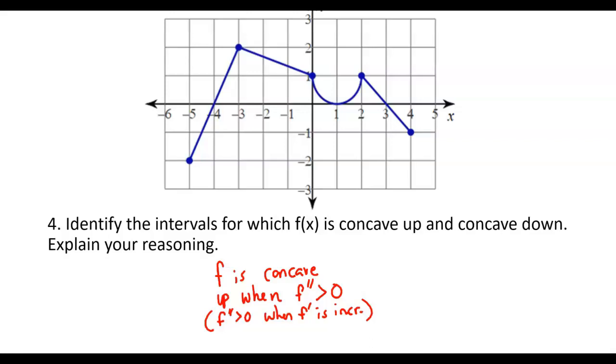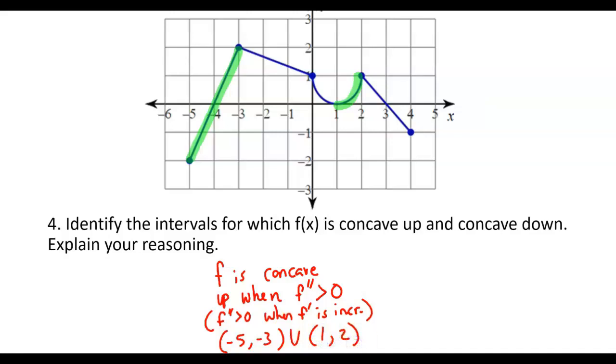So basically what I want to be looking for is those places where this graph that I have of f prime is increasing, where it has a positive slope. That would be here, and here. So those are the intervals where f prime is increasing, and therefore f double prime is positive, and therefore f is concave up. So my intervals then would be from -5 to -3, and from 1 to 2.